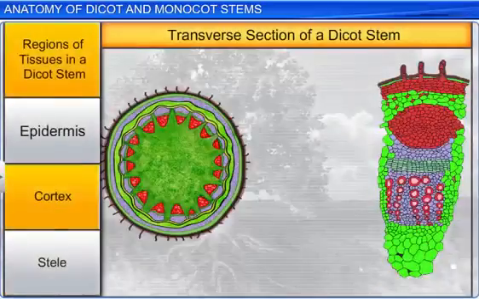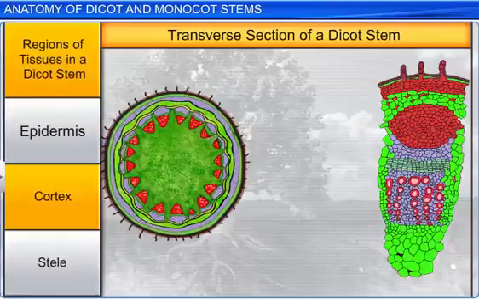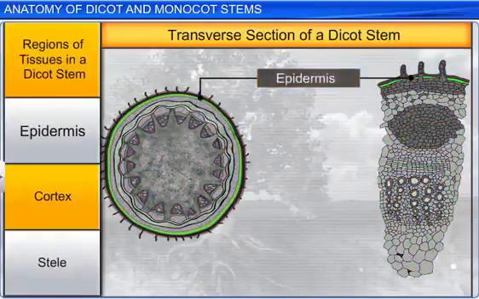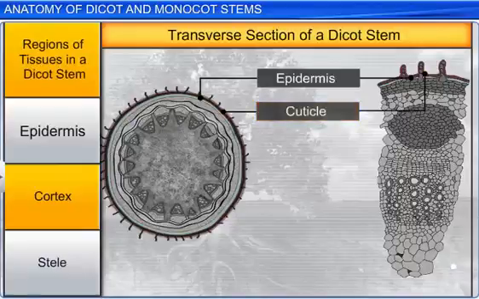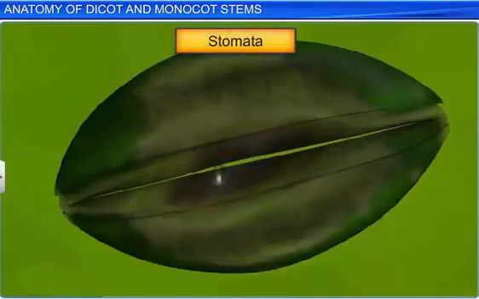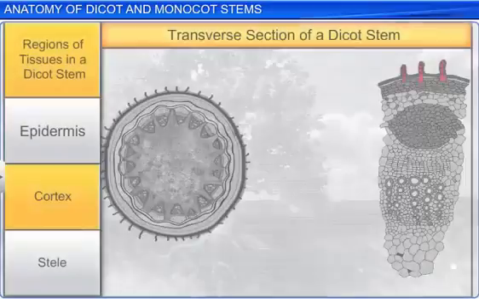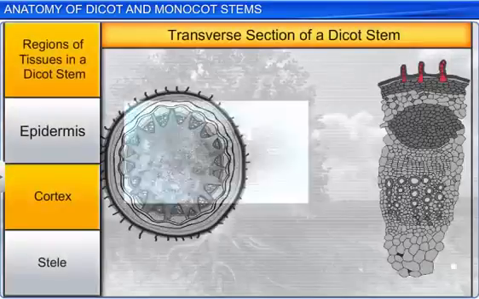The outermost layer of the stem, or epidermis, consists of a layer of closely packed cells and is covered with a thin, waterproof layer called the cuticle. The epidermis also contains stomata and hair-like outgrowths known as trichomes.